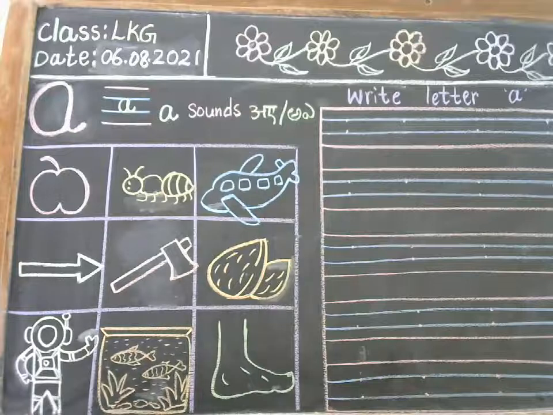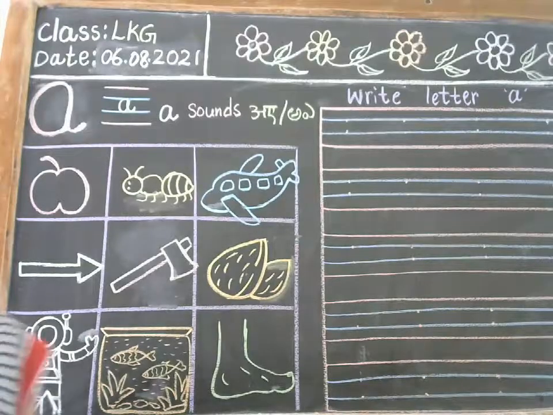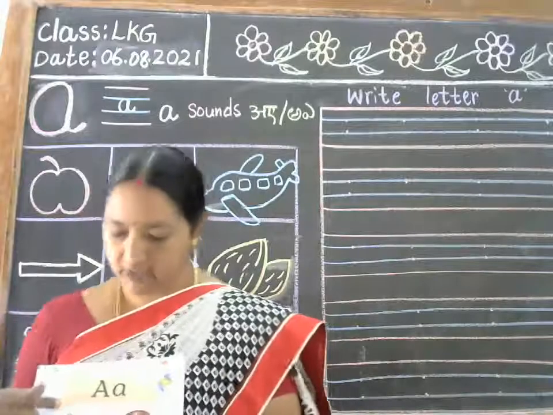Now, children, open your picture textbook. You have your picture textbook. Now, let us also read the words in the picture textbook. See here. Children, this is your picture textbook.